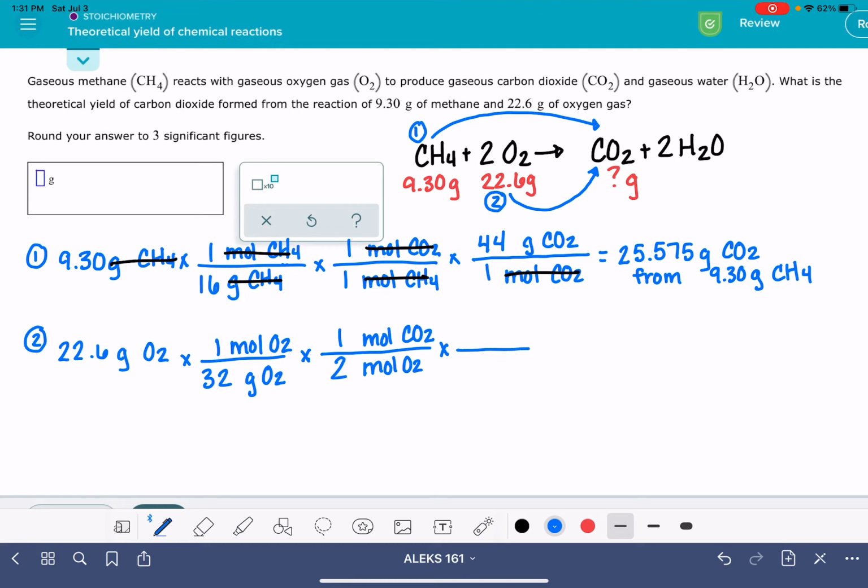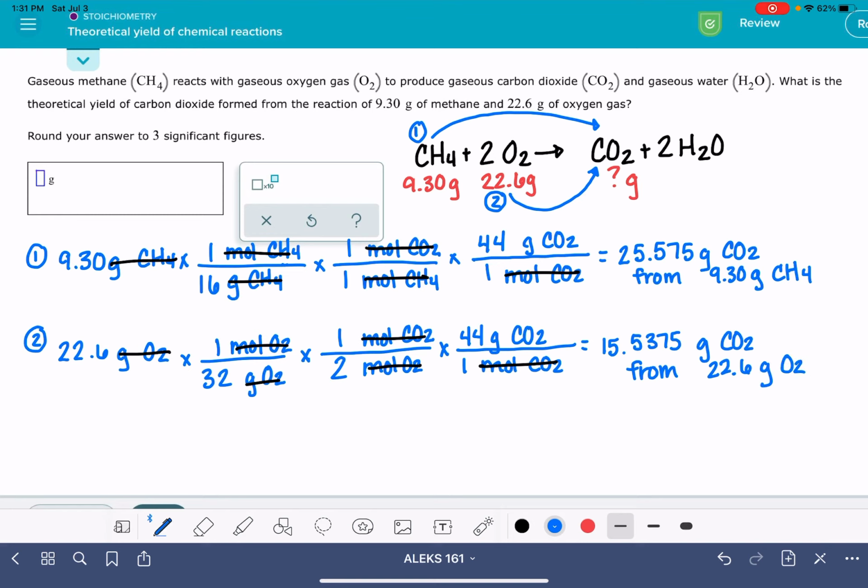And then in our last step, we need to get rid of the units of moles of CO2 and convert into units of grams of CO2, 44 grams per mole. We'll double check to make sure that the units are canceling correctly, and then we'll carry out the math. 22.6 divided by 32 divided by 2 times 44 is 15.5375. That's how much CO2 we can make from 22.6 grams of O2.